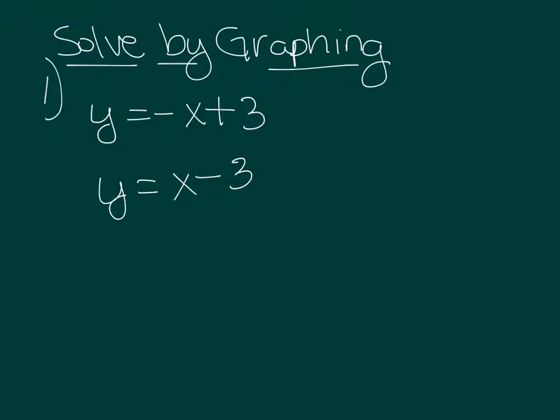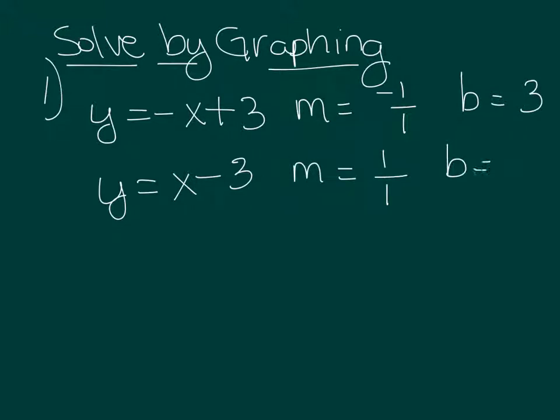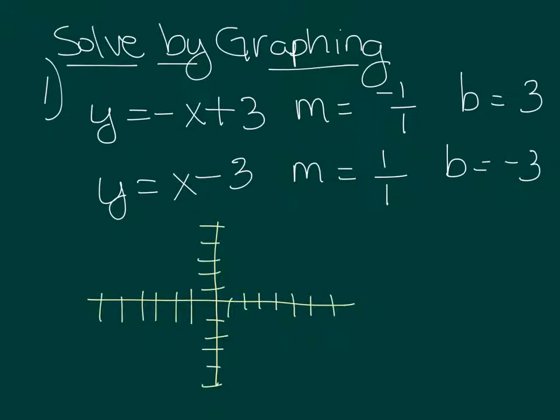Alright, so the first thing that I notice is both of these equations are already in slope-intercept form, so I don't have to actually move them around or anything like that. So in the first one, the slope is -1/1, and the y-intercept is 3. And in the second one, the slope is 1/1, and the y-intercept is -3. So if we graph both of these, hopefully we can actually very easily find the answer.